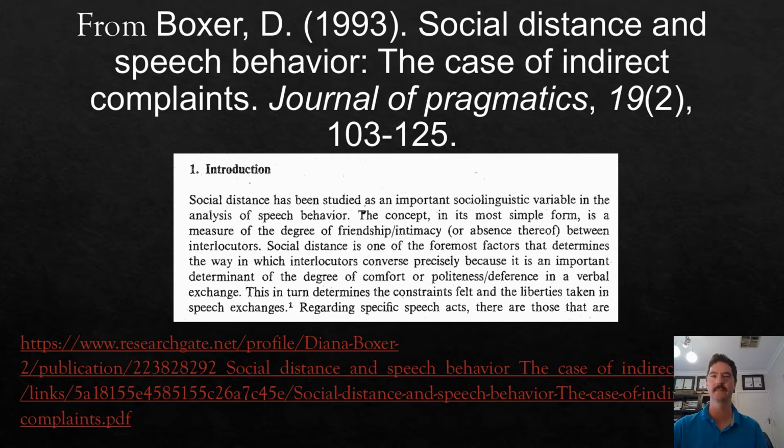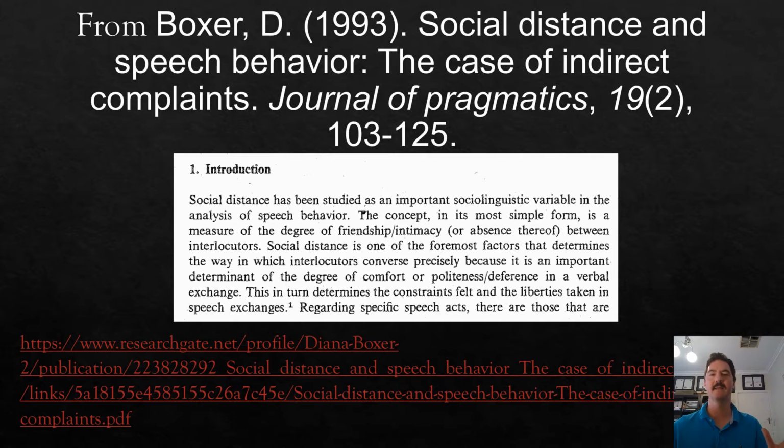between interlocutors. Social distance is one of the foremost factors that determines the way in which interlocutors converse, precisely because it is an important determiner of the degree of comfort or politeness or deference in a verbal exchange. This in turn determines the constraints felt and the liberties taken in the speech exchanges, and it goes on from there. So that's a really rough way to think of it.